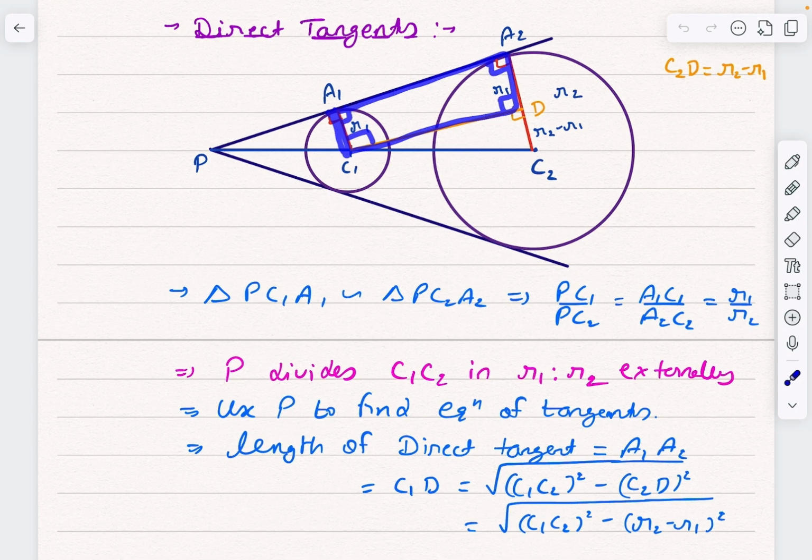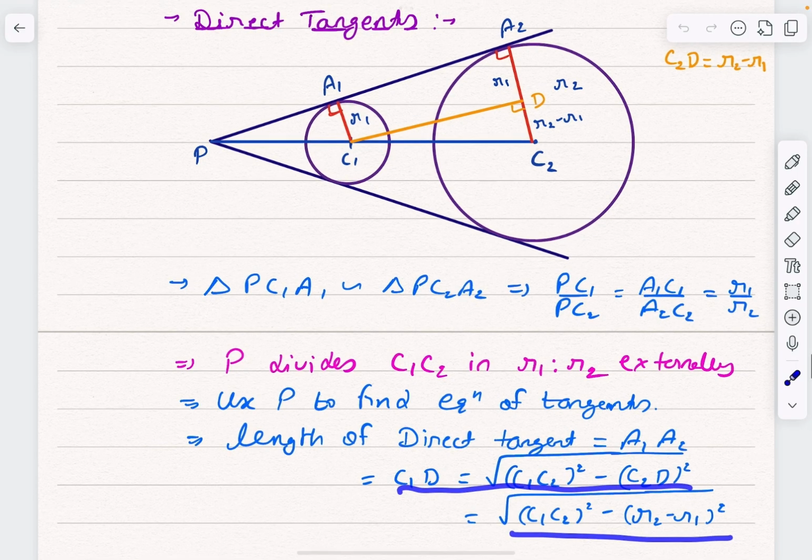So C1, A1 will be equal to A2D. And this is R1. This will also become R1. So we can say this will become R2 minus R1. And A1, A2 will be equal to C1D. And how do you find C1D? We can use Pythagoras here. We can say C1D square will be equal to C1 C2 square minus R2 minus R1 square.